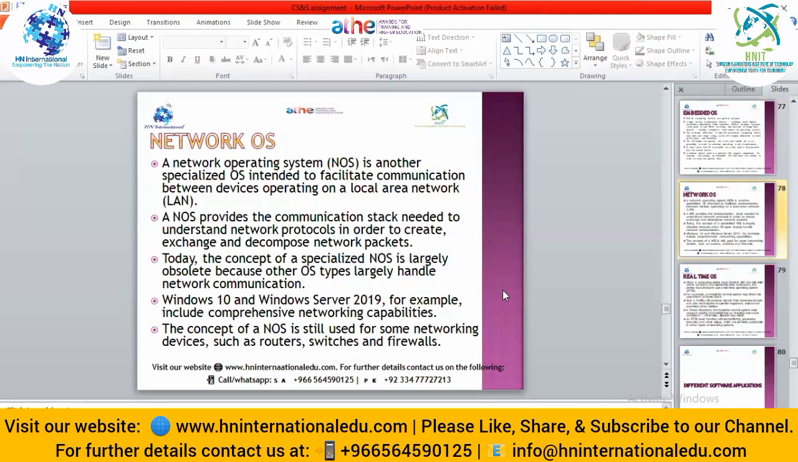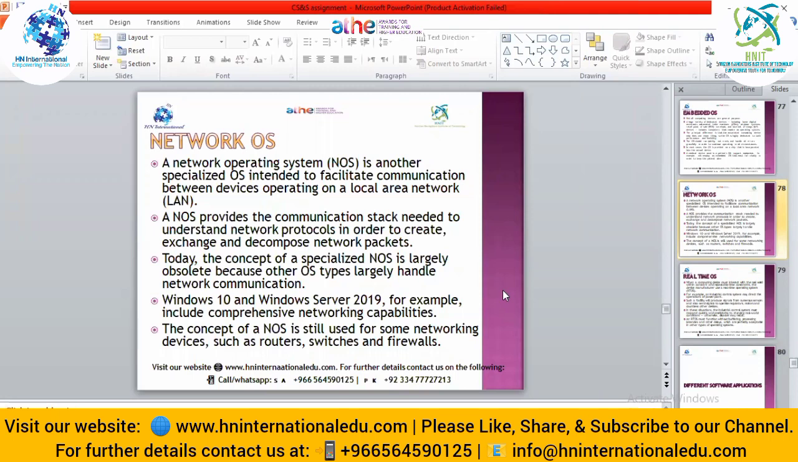Network operating system provides the facility for how we can communicate between devices. Like by using the LAN, the network operating system provides the communication stack needed to understand the network protocols, like how a file is sent, how we can encode the file, how we can decode the file, how we can break that file into packets and then send that on the wires.